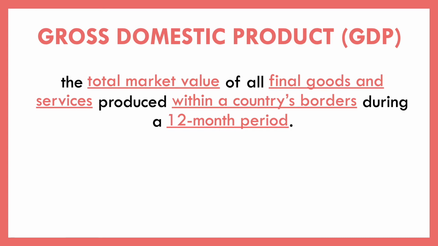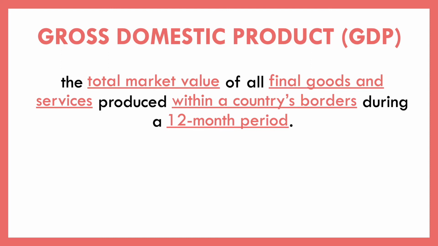Also, it has to be within a country's borders. That means anything that is made on, for example, U.S. soil counts into the United States' GDP. Even if there's a United States company that's producing in another country, we would not include that because it is not on U.S. soil. And then we typically measure GDP across a 12-month period. It's easy to keep track of it when it comes to a year.